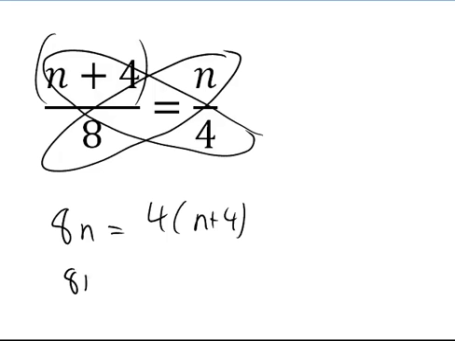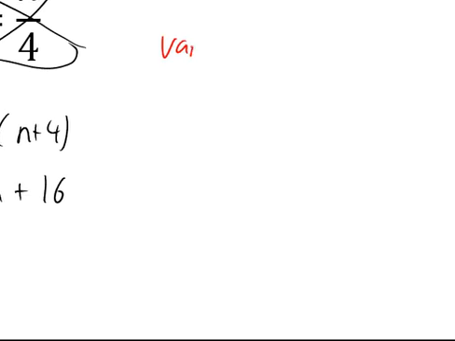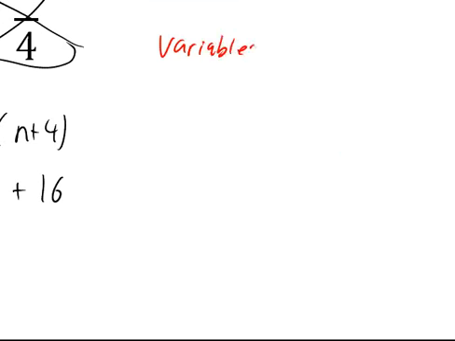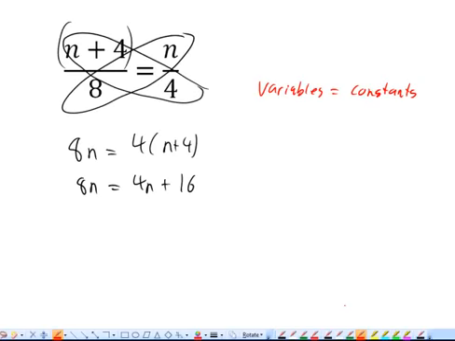And we know we're going to have to distribute. 8n equals 4n plus 16. Now, when you get to this point, remember, your strategy for solving equations is always you want to get your variables on one side of an equation and your constants, which are really just your non-variables or your numbers, on the other side. Well, 8n and 4n, those both have variables in it.